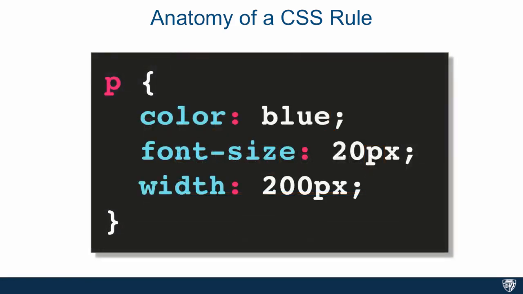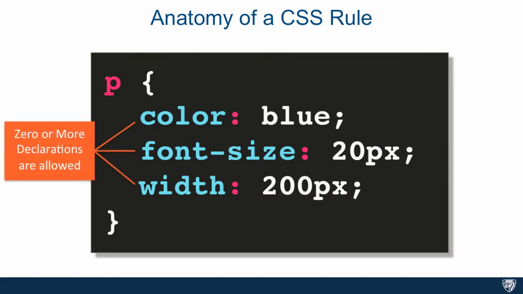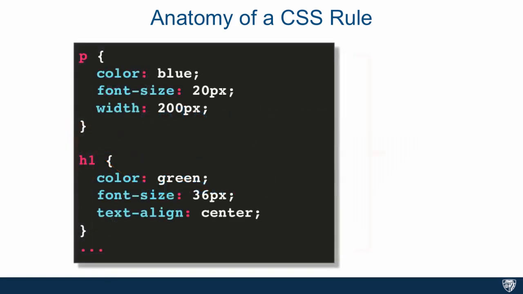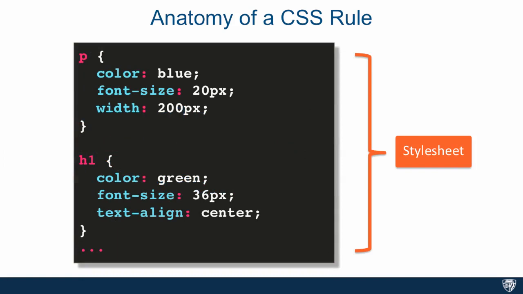Now, as I told you, a CSS rule can consist of several declarations. For example, in this case, we're specifying that the contents of the paragraph tags in our HTML page should have a particular color, a particular font size, and also be a particular width, meaning the paragraph itself, the content, should take up 200 pixels. Now, the collection of these CSS rules is what's called a style sheet.